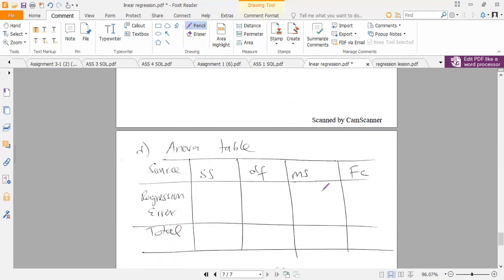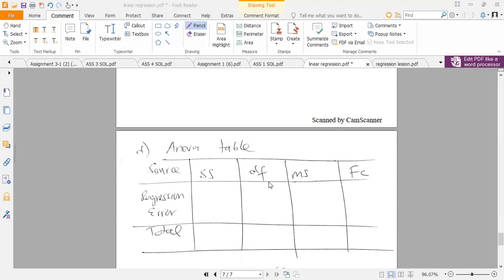Then we go to our ANOVA table. Now, before I go to the ANOVA table, I just want to do a quick recap in case any of those that have joined us are left behind.